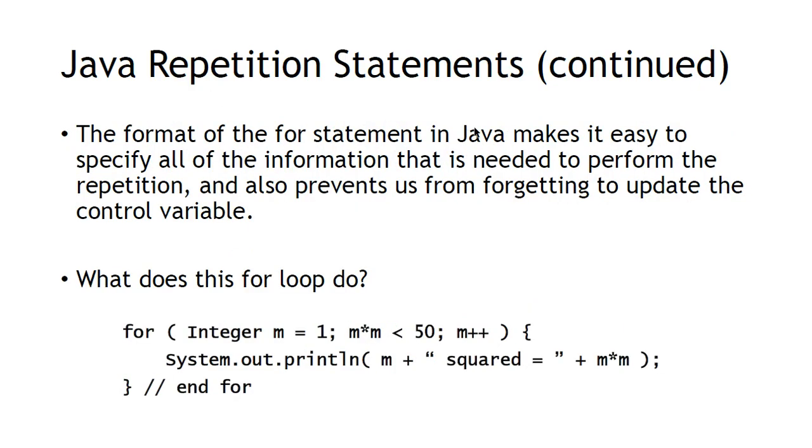Real quickly, the format of the for statement makes it easy to specify all the information that we need to perform a repetition. So here's a last example. What do you think this for loop does? Well, the control variable in this case is m, and it starts at 1. And then as long as m times m is less than 50, or m squared is less than 50, I'm going to print a line. And then m++ would add 1 to m. So basically what this is going to do is print one line for each of the squares of integers starting at 1 where the square is less than 50.